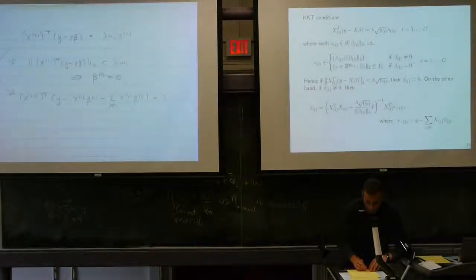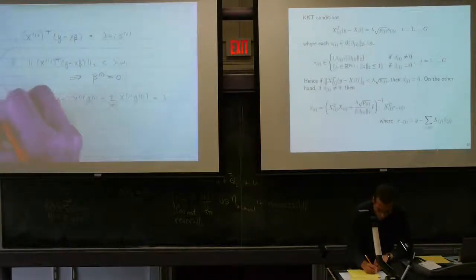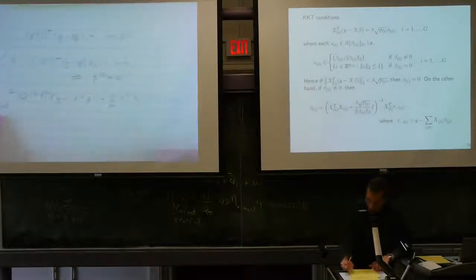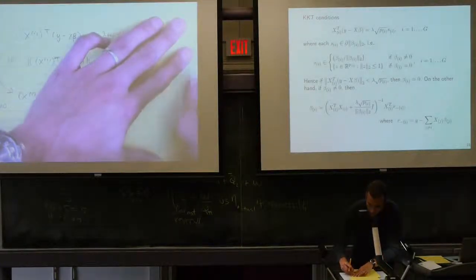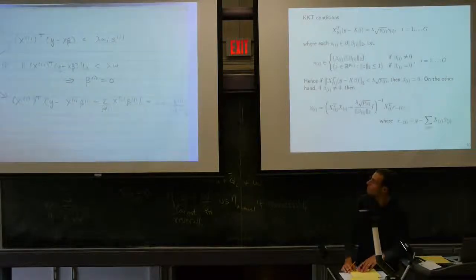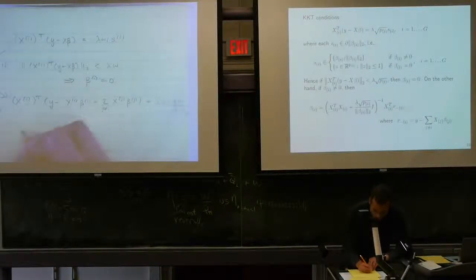Okay, now I'm going to do this calculation if beta I is not equal to 0. I want to get an expression for it in the case it's not equal to 0. So in that case, I can replace the subgradient with beta I over its norm. Now I'm going to try to solve this for beta I. So I'll collect all the terms that I have.